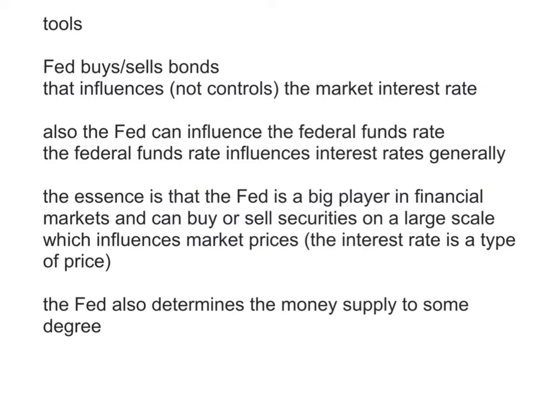So backing off to the big picture again, the essence is the Fed can try to influence interest rates in the economy generally because it's simply a big player in financial markets. It can buy or sell securities on a large scale and do other things as well. And since interest rates and specific interest rates are mostly a market-determined price, the Fed, acting as a demander or a supplier, can influence that price.